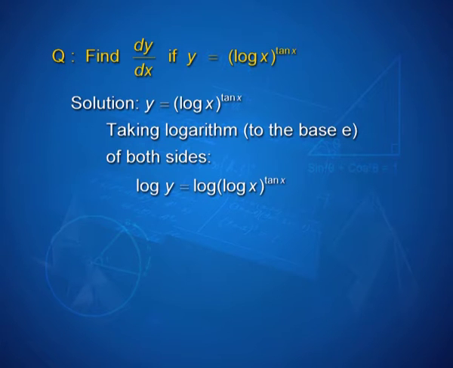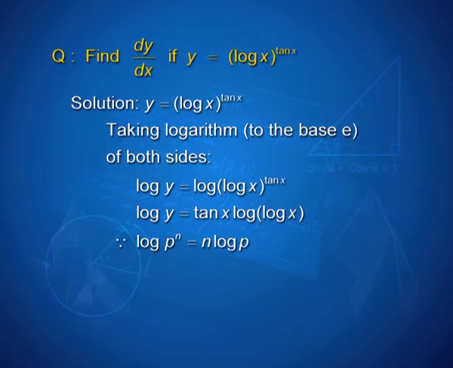So, I get log of y is equal to log of log x raised to the power tan x. This gets rewritten as tan x into log of log x. How? Again, if you had noticed, this was one of the properties listed in our earlier slide. Here we have log of p to the power n is equal to n times log p. This helps us to bring the power as a factor in this expression, and therefore, we are now ready to differentiate both sides with respect to x.